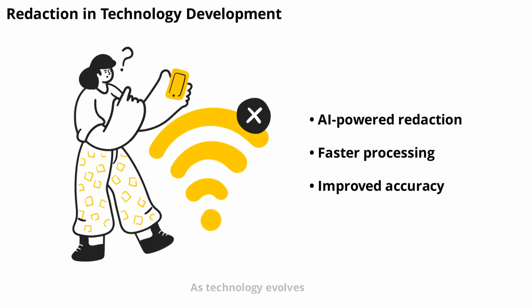As technology evolves, new tools and methods for redaction are being developed. Artificial intelligence and machine learning can now help identify and redact sensitive information automatically. This makes the process faster and more accurate, especially when dealing with large volumes of data.